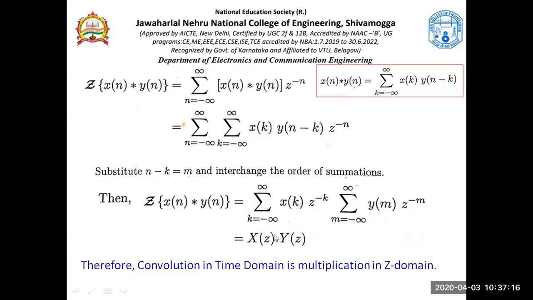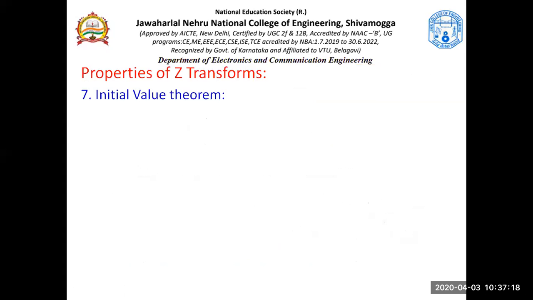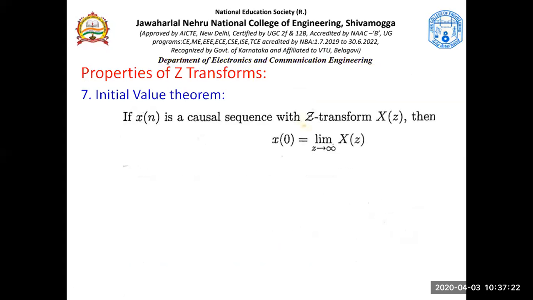Understand that? Now let's go on with another property, that is the initial value theorem. In the initial value theorem, if x of n is causal, then the initial value, what is the initial value of x of n? It is x of 0, because if it is a causal sequence, it starts from n equal to 0. So the initial value of x of n is x of 0, and that would be the limit z tending to infinity of X of z.